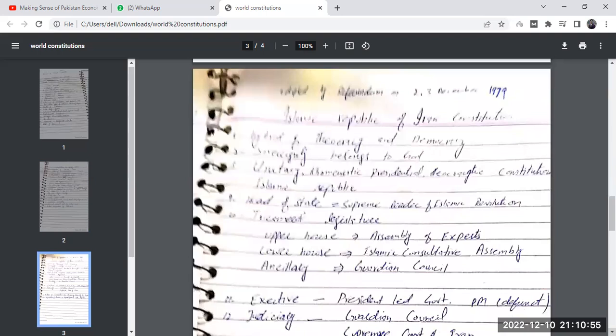Iran was a monarchy before 1979. Reza Shah Pahlavi was the ruler, and there was a revolution, the Islamic revolution, in 1979, and a new government emerged, which is a kind of hybrid of theocracy and democracy. Sorry, the picture is a little blurry, so you cannot see. It is a hybrid of theocracy and democracy.